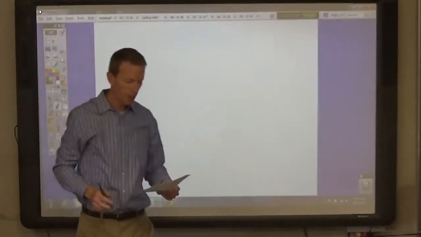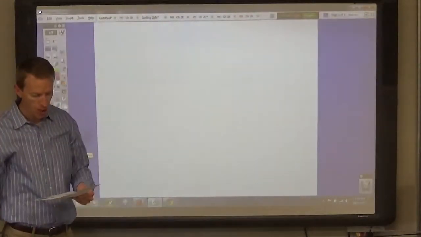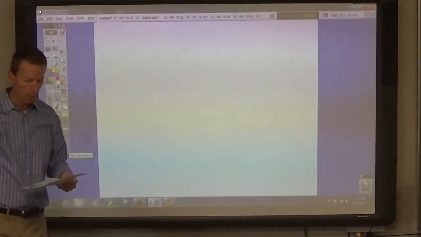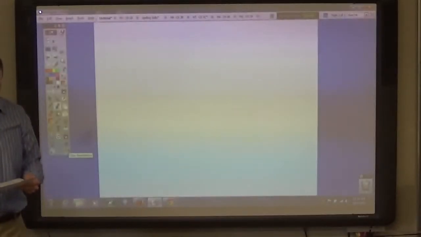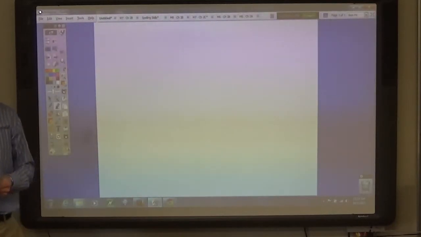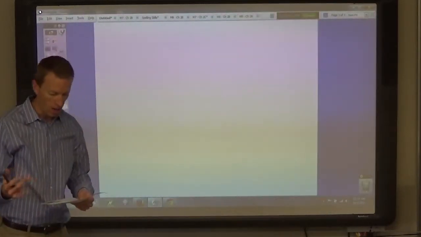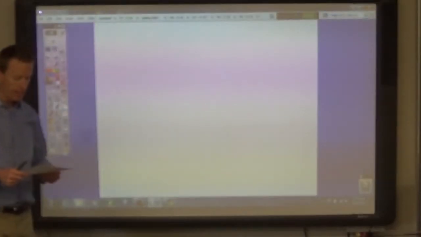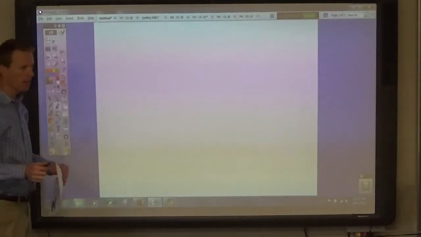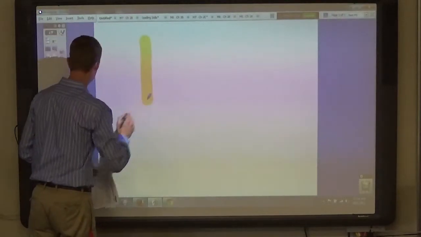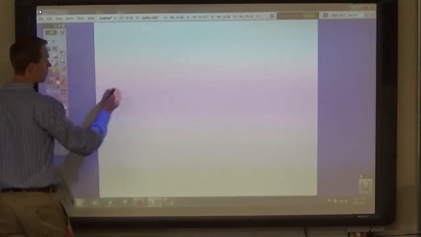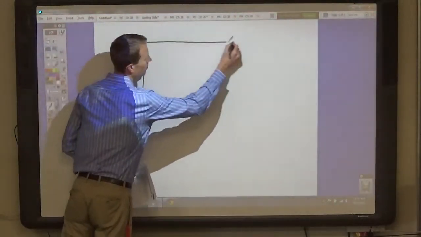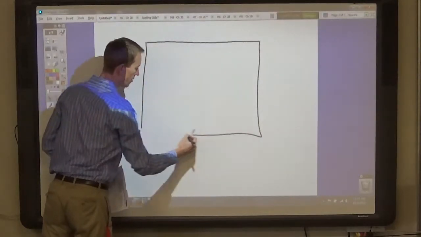It says, the Booster Club is selling bags of chips for 55 cents, popcorn for 90 cents, gum for 85 cents. Jordan has $2.50. If he wants to buy either all chips, or all popcorn, or all gum, what is the greatest of each that he can buy? And then you're given a blank box like this.